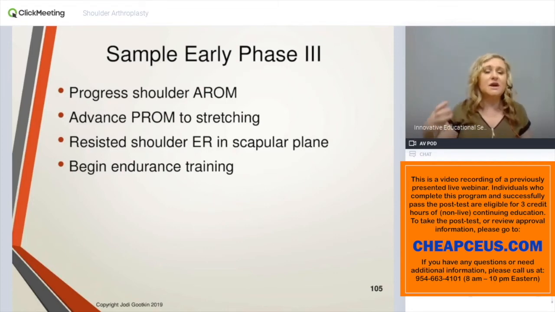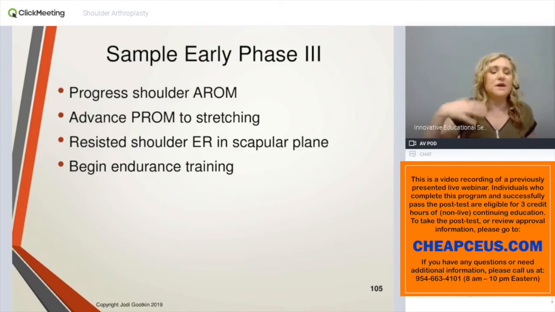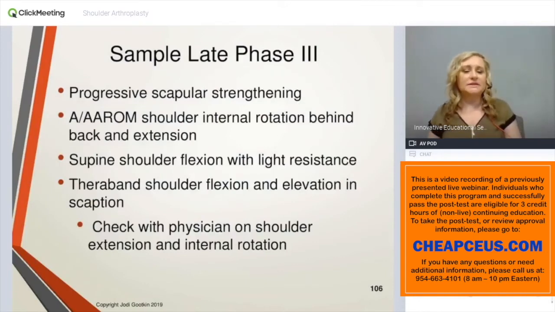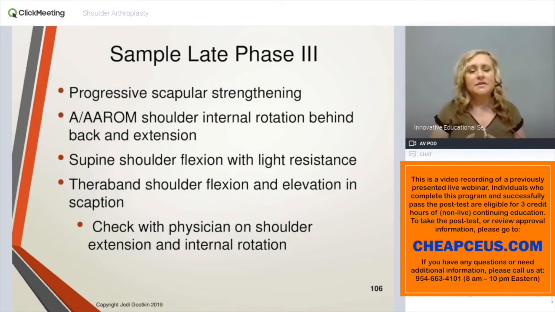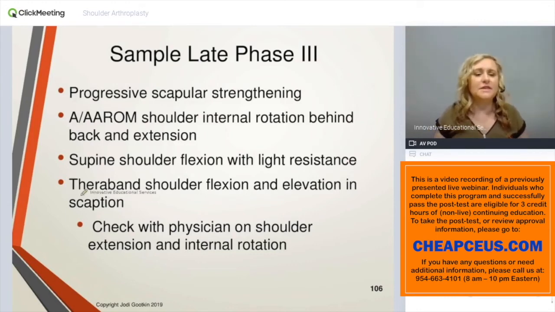We're still being cautious with that shoulder external rotation. We might be able to start that resisted external rotation in that scapular plane. Maybe we're starting some dynamic stability exercises at a low level for that patient, maybe adding an ergometer in for endurance, but not with a lot of resistance. And then when we get into that late phase 3, we're adding for this patient just more progression of all of our exercises. Something that came up in the different protocols that I noticed is the use of TheraBand.